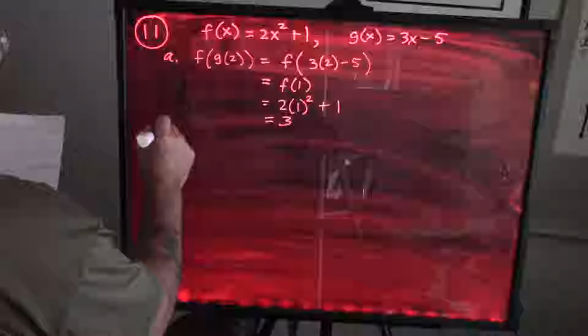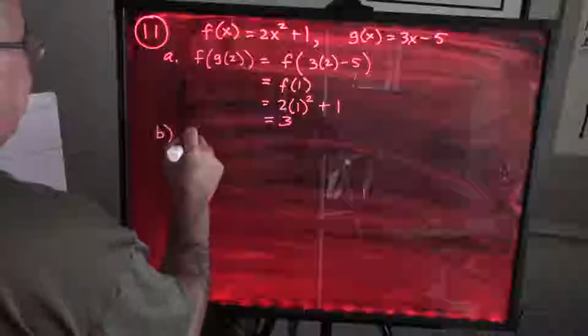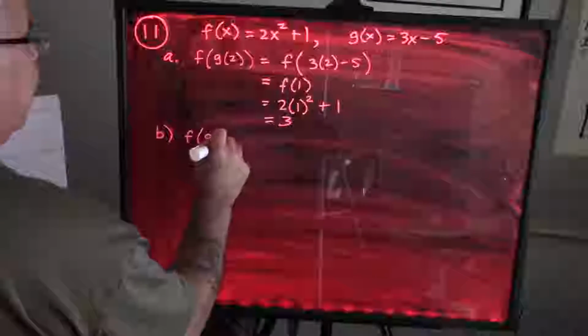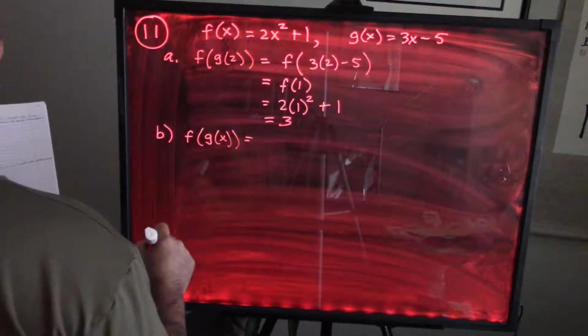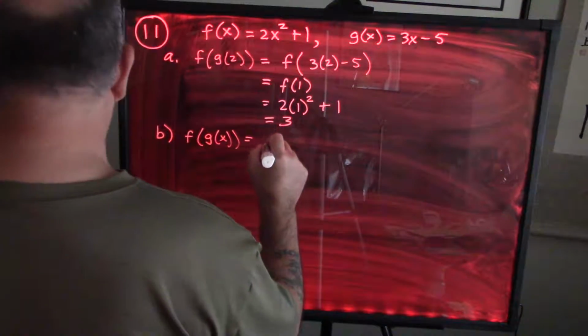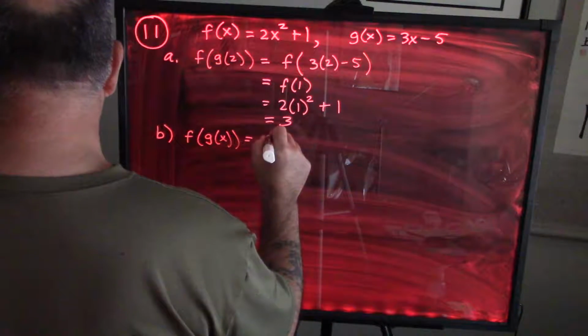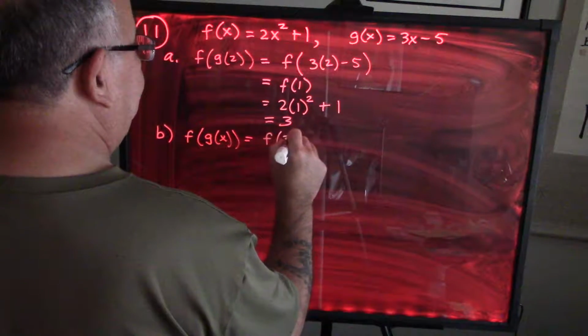And then part B. We have f composed with g of x, or f of g of x. So here we're just going to end up with a formula for a function. We're not going to end up with a numerical value, so we take f of, what's g of x? It's 3x minus 5.